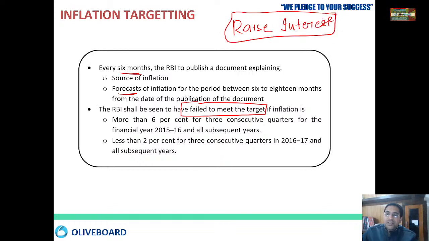RBI always sits for the monetary policy committee, so they said, okay, we are raising the interest rate by 100 basis points, we are raising the interest rate by 150 basis points. Raising the interest rate means now you will get the loan on costlier terms. So RBI raises the interest rate in order to prevent people from taking loans, to take the money out. If money is not flowing in the market, automatically the demand will fall. Once the demand falls, automatically the inflation will come under control, right? So this is how RBI does the work.